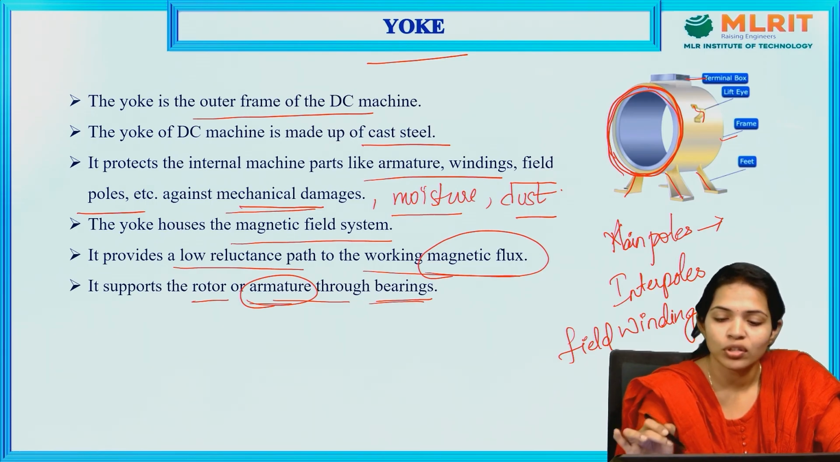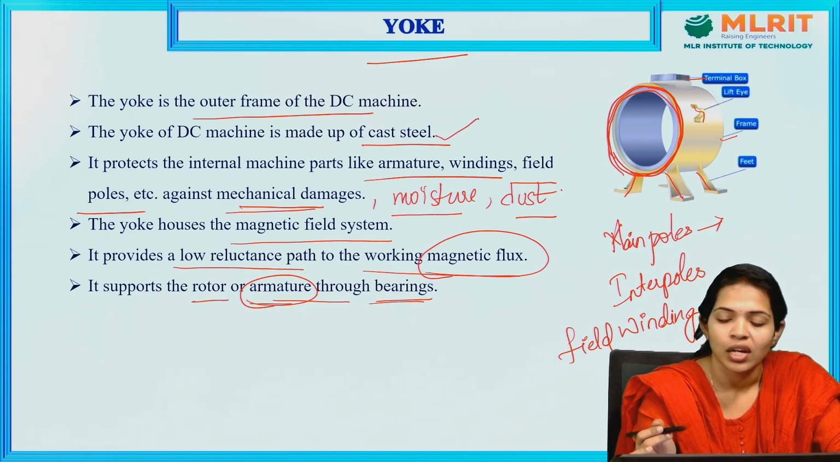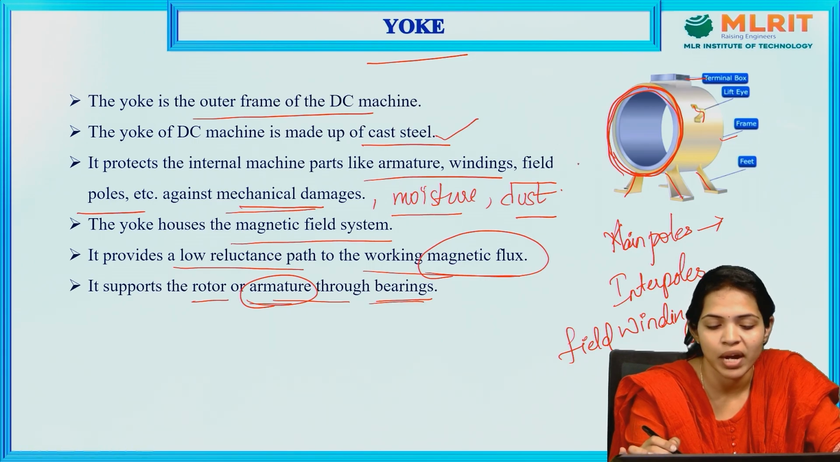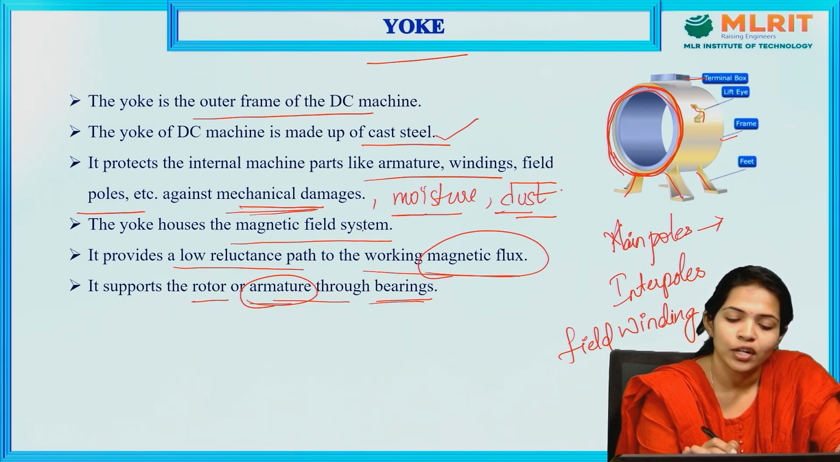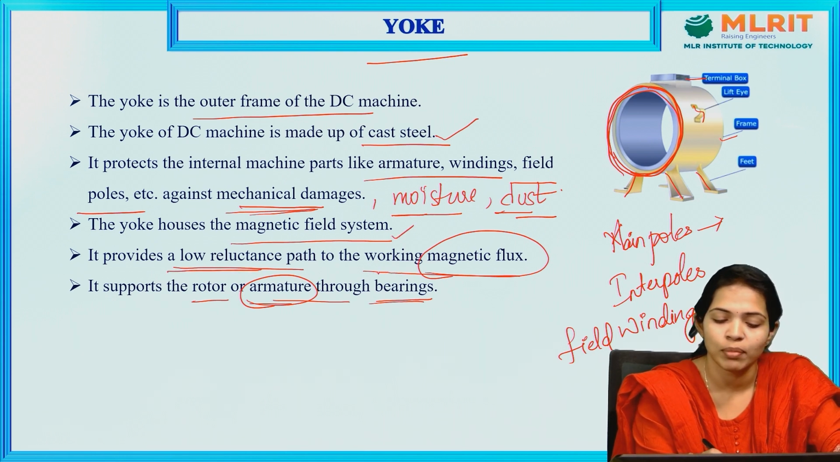So the main outer frame of your DC machine is nothing but the yoke. It is made up of cast steel. It houses all the internal parts of a DC machine. It protects the DC machine's internal parts from outer mechanical damage, moisture, and dust. It also houses the magnetic field system, and it provides a low reluctance path for magnetic flux.